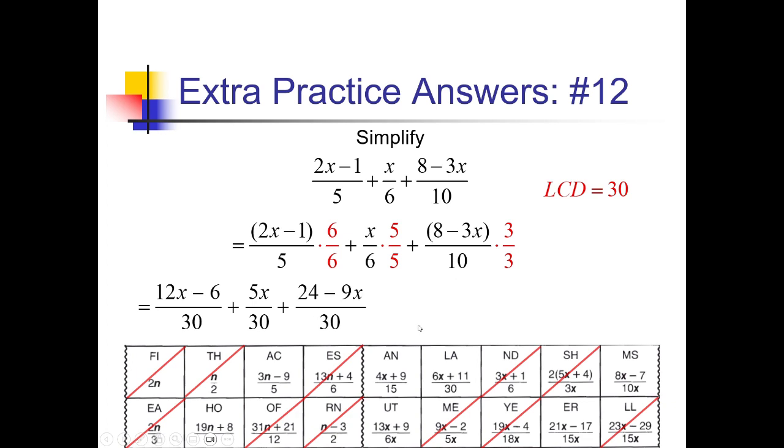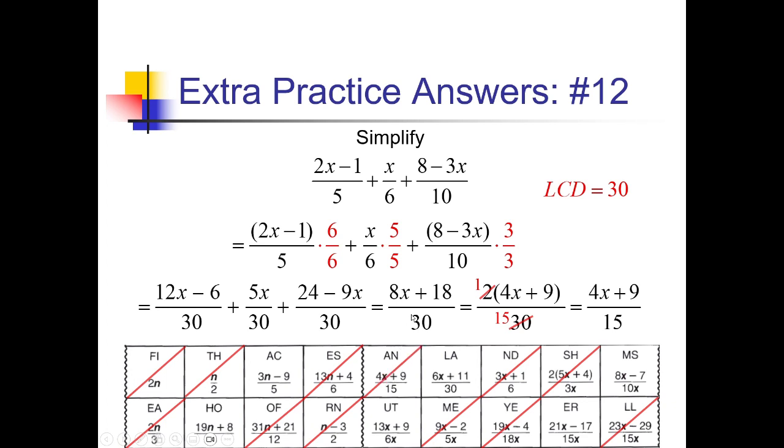So we have a common denominator of 30. Adding up my x's, we have 12x plus 5x is 17x, plus negative 9x is going to be 8x. And then we have negative 6 plus 24, that's going to be plus 18. I can take a 2 out of my numerator. That's going to be 4x plus 9 in there. And then the 2 and the 30 here can reduce to give me 1 over 15. So then 4x plus 9 over 15. And I see that right here, cross that off, and we can now solve the puzzle.